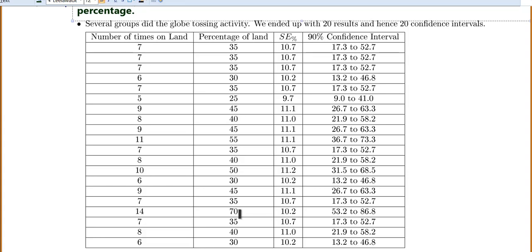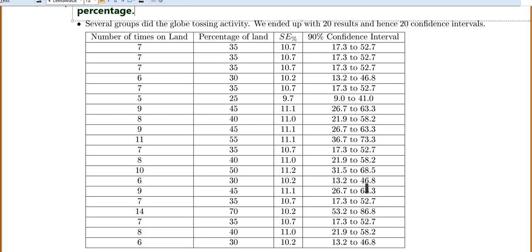Obviously, there's a lot of variation here, right? And part of this is just poor sampling because they were just tossing the globe up in the air, so we weren't extremely accurate here. But they all calculated their standard error. Notice it's slightly different depending on what sample percentage they got. And then they calculated a 90% confidence interval. And notice that these all change a bit. So like 17 to 52, 9 to 41, 26 to 63.